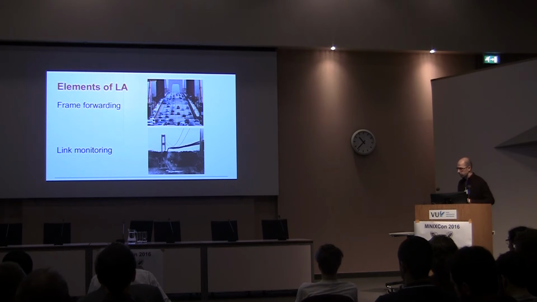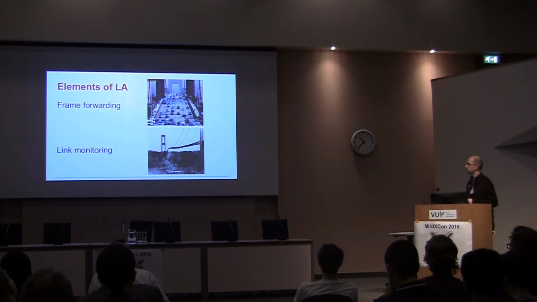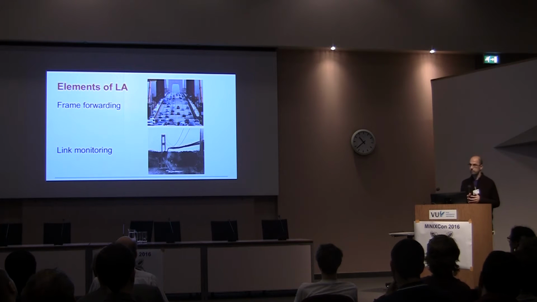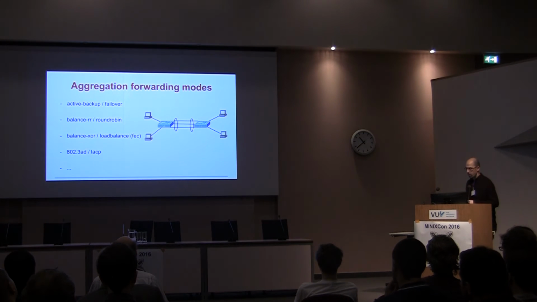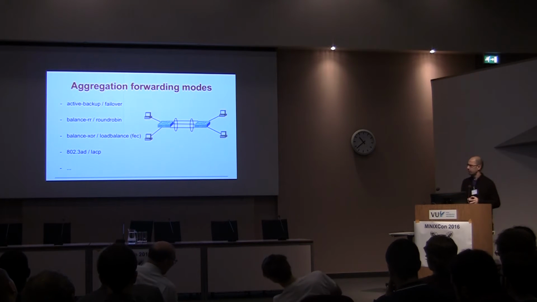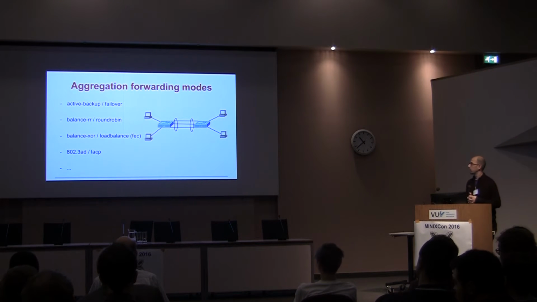What do we mean when we say link aggregation? First of all, we need to get the frames across the link, and there are several different algorithms for how to do that. And we also need to monitor the state of the links. If one of the links breaks, we don't use it anymore. There are many ways of forwarding frames across the aggregated link, but the most popular ones are the ones listed on the slide.